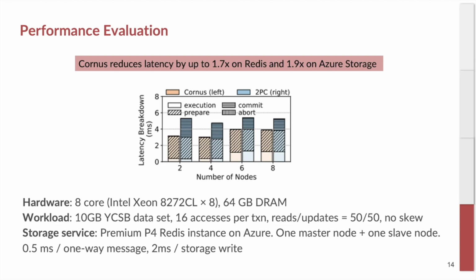This figure shows a performance comparison between Cornice and two-phase commit deployed over distributed Redis, where we have one master node and one slave node. In this case, the logging time is significantly longer than the network round trip due to the overhead of replication. We can see that Cornice can reduce the commit latency by up to 2x compared to two-phase commit. And the latency breakdown shows the performance gain is due to the elimination of one logging operation in the commit phase.